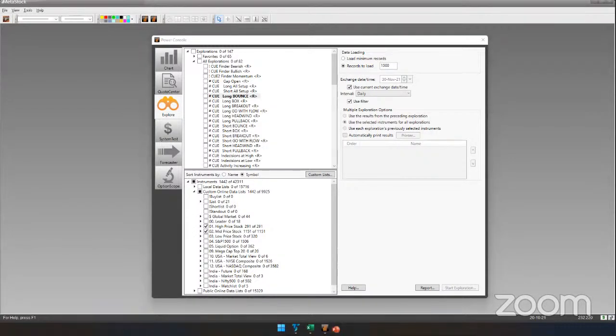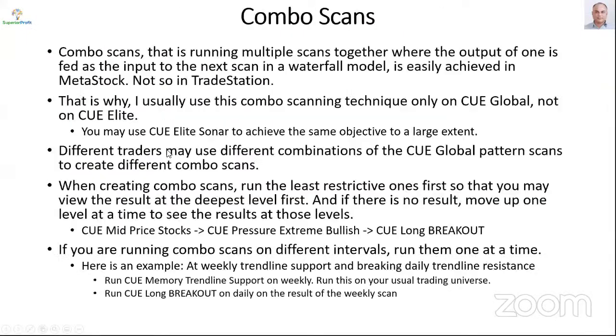Next, combo scans. Combo scans, that is running multiple scans together, where the output of one is fed as the input of the next scan in a waterfall model, is easily achieved in MetaStock, not so in TradeStation. That is why I usually use this combo scanning technique only on Q Global, not on Q Elite. You may use Q Elite Sonar to achieve the same objective to a large extent.